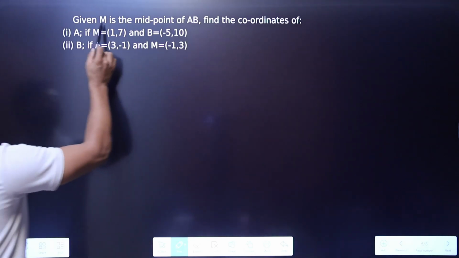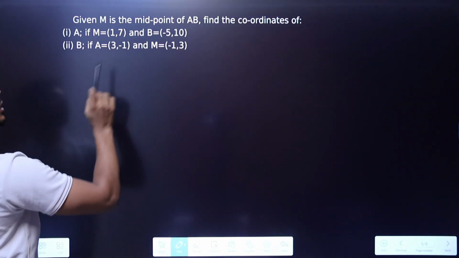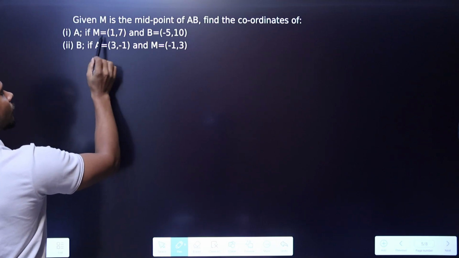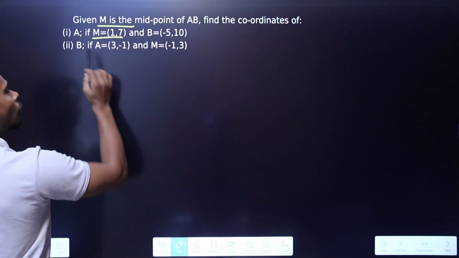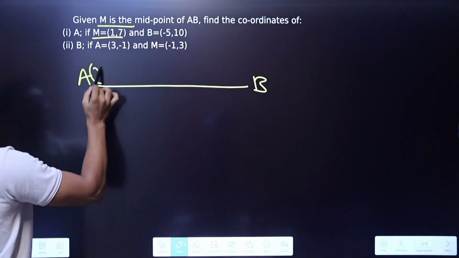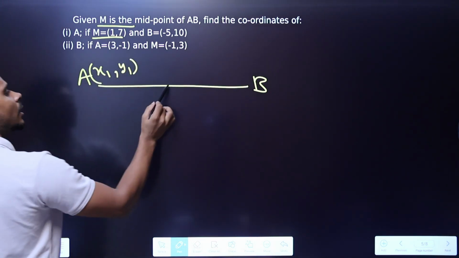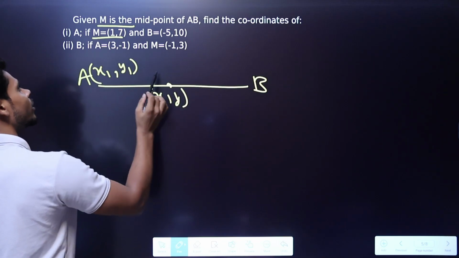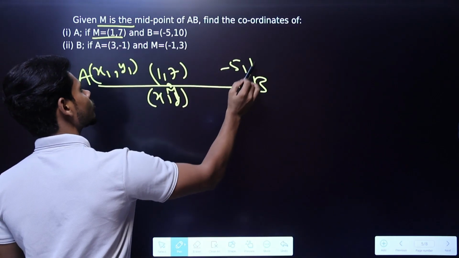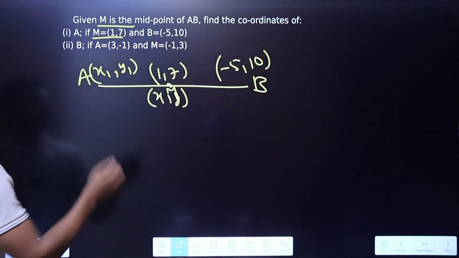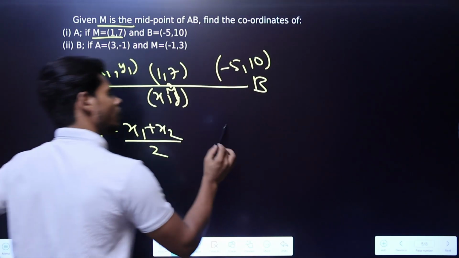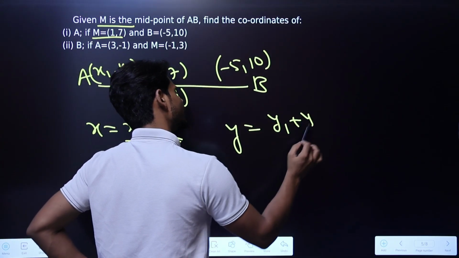Again, we are given M is the midpoint of AB, find the coordinates of A and B. Very easy. So M is the midpoint. Actually, we are already given over here that M is the midpoint of which line? AB. So A we don't know. We need to find. No doubt it is x1 and y1 always. Midpoint is always x and y, which is already given over here. M is 1,7 and B is minus 5,10. Got it? Okay, fine. Now if I apply the formula, x will come out to be x1 plus x2 divided by 2, and for the y coordinate it will be y1 plus y2 divided by 2.